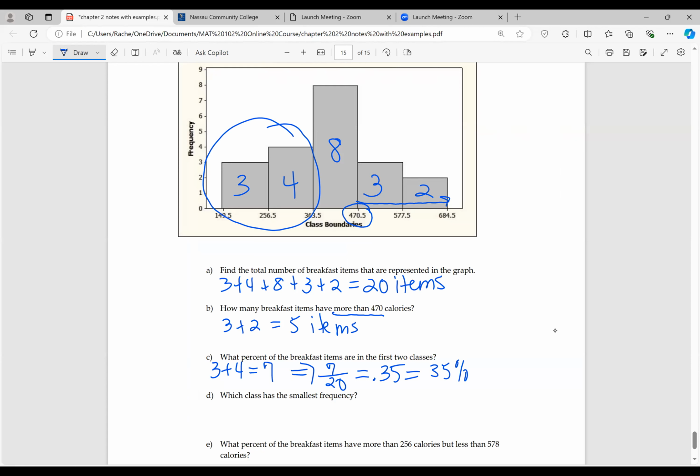Let's look at part D. Which class has the smallest frequency? So the smallest frequency is going to be the one with the lowest bar, right? The rectangle that's the lowest, which is going to be the last class, right? So we can either say the last, because it's the last one, or it's the 5th one, because we have 1, 2, 3, 4, 5 classes. So it's going to be the 5th class, or we could also say the last class.